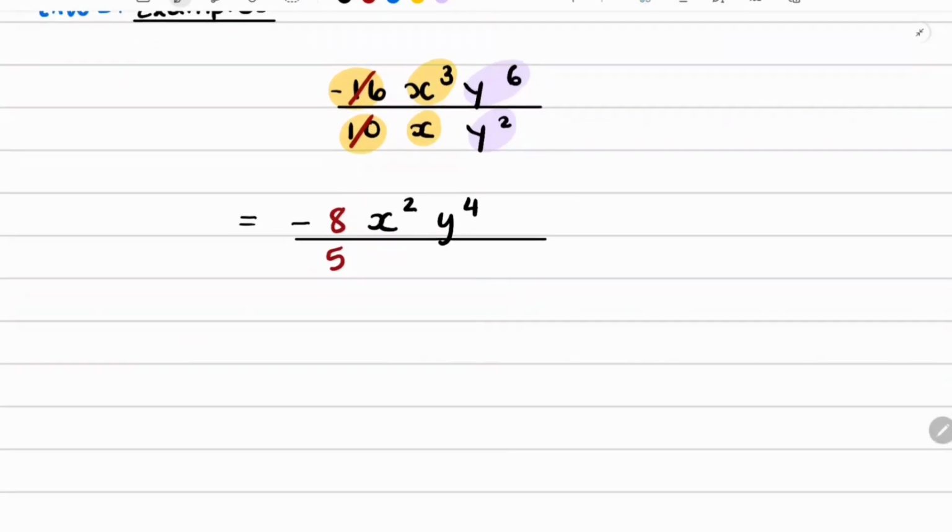And so now you see in this expression, if you say negative 8 times x to the power of 2, it's just going to stay negative 8 x to the power of 2. So we can't really change that. And so in this case, this is all we have. Negative 8 x to the power of 2 y to the power of 4 divided by 5. And that is our answer.